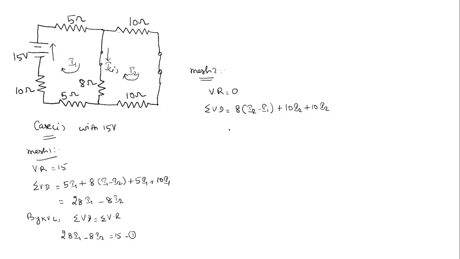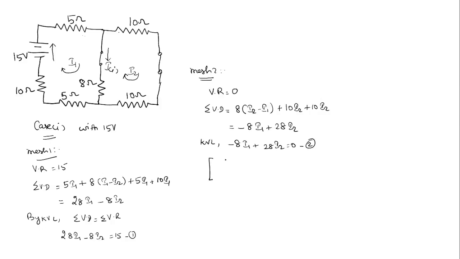So on simplification, we will get 8I2 minus 8I1 plus 10I2 plus 10I2. So this will become minus 8I1 plus 28I2. So now the KVL equation for this mesh 2 is minus 8I1 plus 28I2 is equal to 0. So this is the second equation.